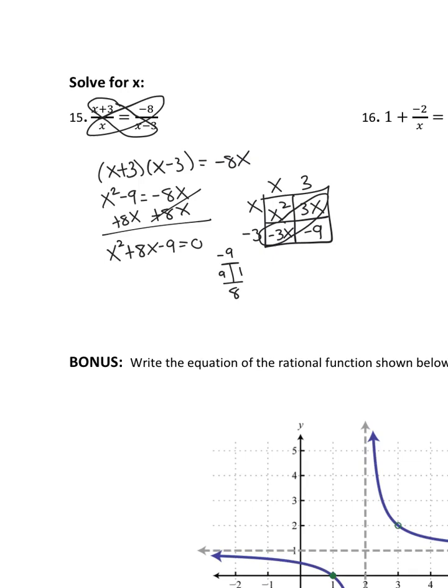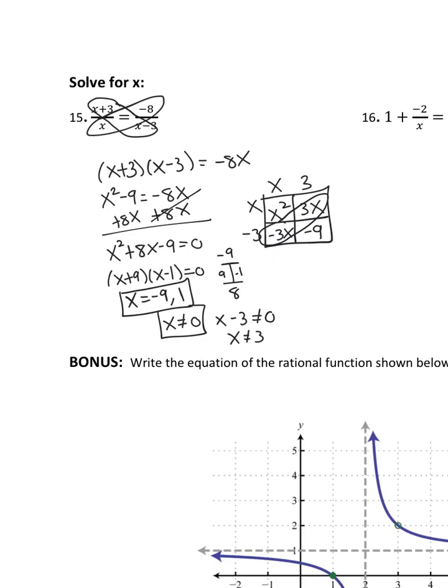So I've got 9 minus 1 gives you 8. So we've got x plus 9 times x minus 1 equals 0. And in order to solve this, I'm just going to flip the sign of my factors. So x is equal to negative 9 and positive 1. Our original domain restrictions are coming from the original denominator, so x cannot be 0 and x minus 3 cannot be 0. So here's one restriction, and there's the other one.